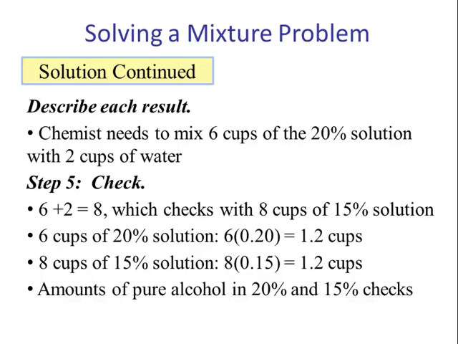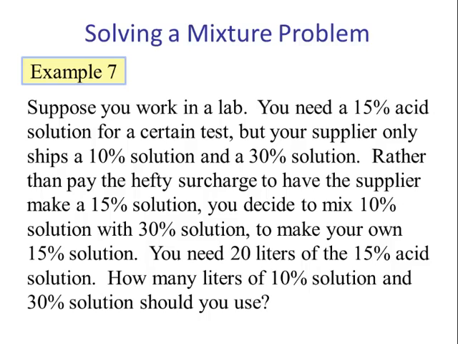Let's do another example. Example 7. Suppose you work in the lab. You need a 15% acid solution for a certain test, but your supplier only ships a 10% solution and a 30% solution. Rather than pay the hefty surcharge to have the supplier make a 15% solution, you decide to mix 10% solution with 30% solution to make your own 15% solution. You will need 20 liters of 15% acid solution. How many liters of 10% solution and 30% solution should you use?